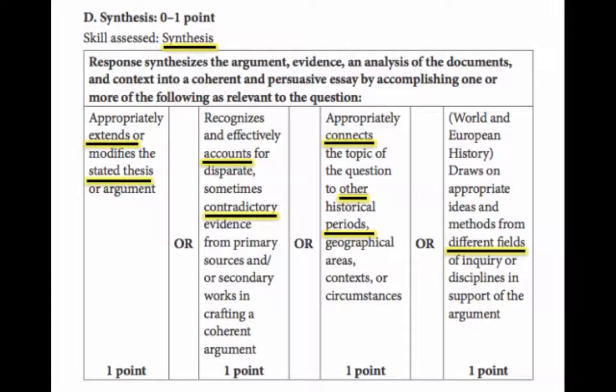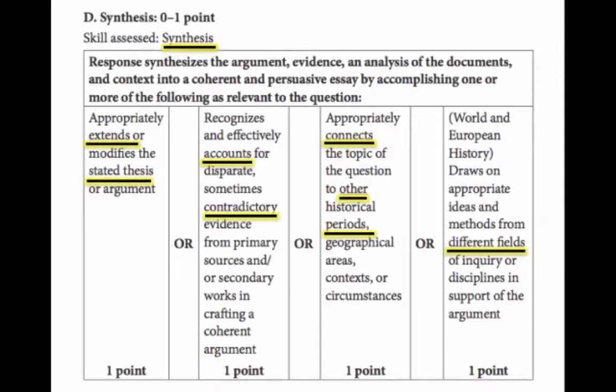Section D of the rubric, basically you can get a point here. Synthesize. Why does it all matter? And there's a couple of different options. There's 4 different ways that you can get this synthesis point. You can extend your thesis or modify it. You can show that you recognize contradictory evidence, talking about what different historians believe or what different time periods have believed or different sections of the country. There's so many different ways to fulfill that requirement.